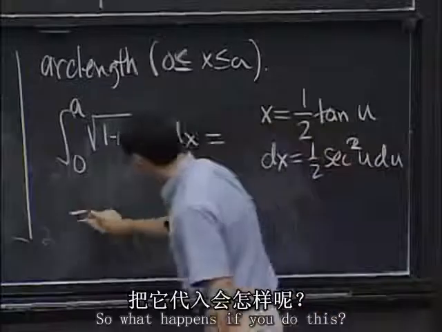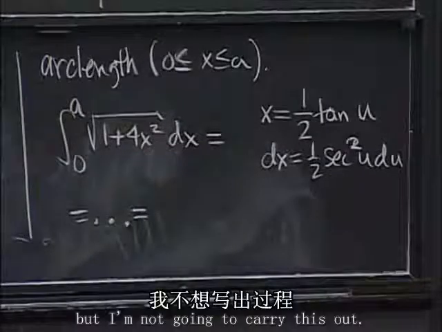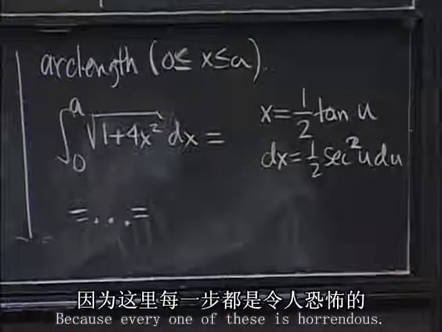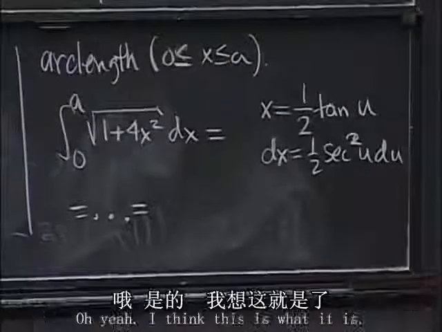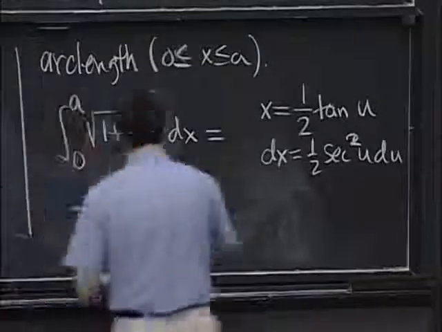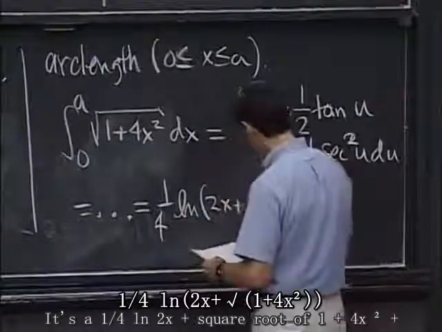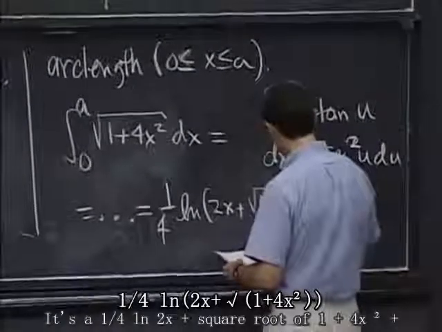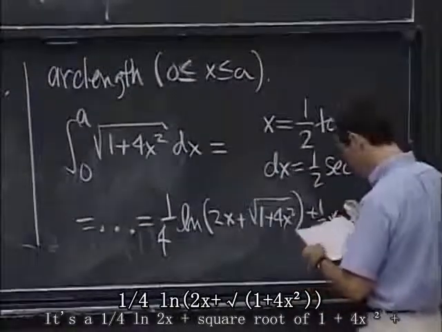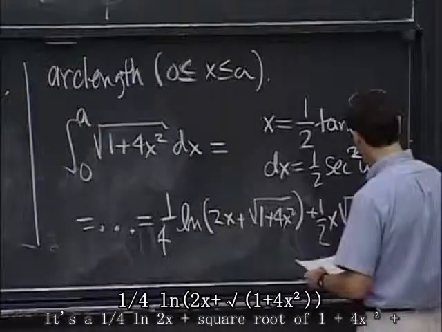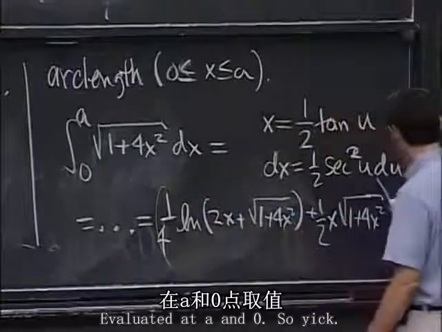So what happens if you do this? I'll write down the answer, but I'm not going to carry this out because every one of these is horrendous. But I think I worked it out. Let's see if I'm lucky. Oh, yeah. I think this is what it is. It's a quarter natural log of 2x plus square root of 1 plus 4x squared plus a half x times square root of 1 plus 4x squared. All right? Evaluated at a and 0.